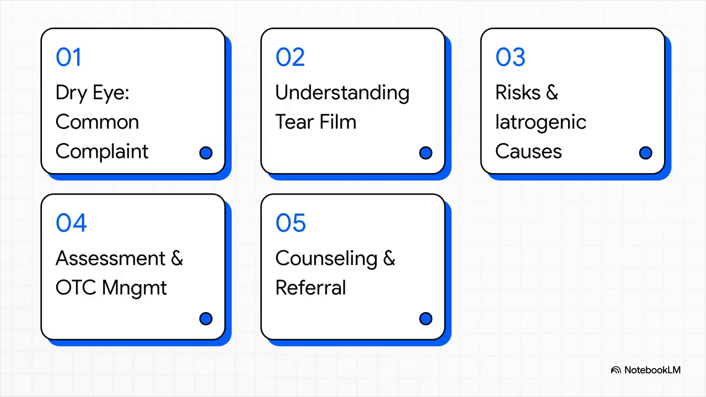Okay, so here's our game plan for the next few minutes. We'll kick things off by defining the disease, then we'll get into the why behind it by looking at the tear film. After that, we're going to spend some really crucial time on risk factors, especially drug-induced causes. Then we'll shift into our action plan for assessment and OTCs, and we'll wrap it all up with the most important counseling and referral points.